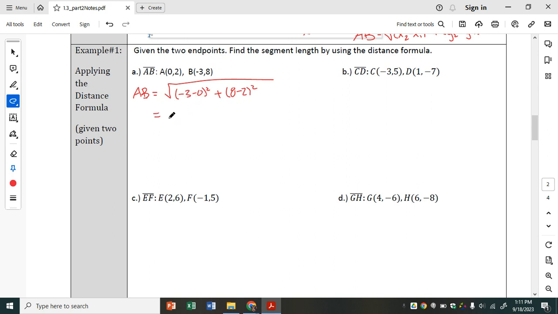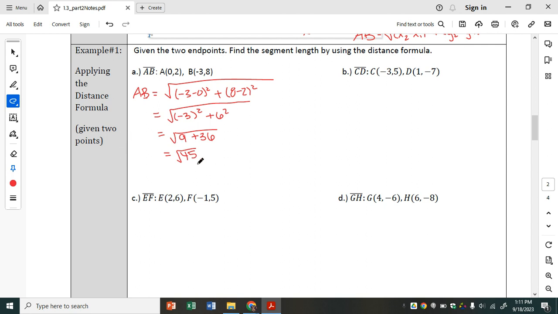So negative 3 minus 0 is negative 3. We're still going to square that. 8 minus 2 is 6. So I have negative 3 squared plus 6 squared. Negative 3 squared, when you multiply that out, is 9. 6 squared is 36. And then when we add those together, we get the square root of 45. Okay, so we're going to keep these in radicals for right now. I'll show you in a couple of pages when we're going to change it to decimals.